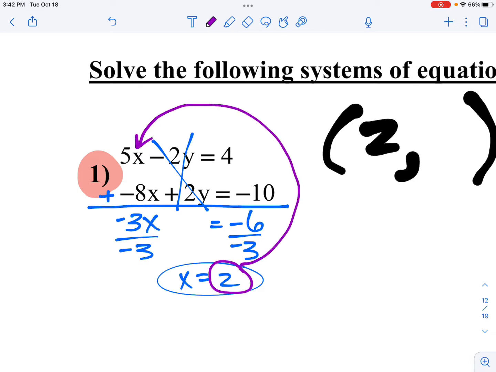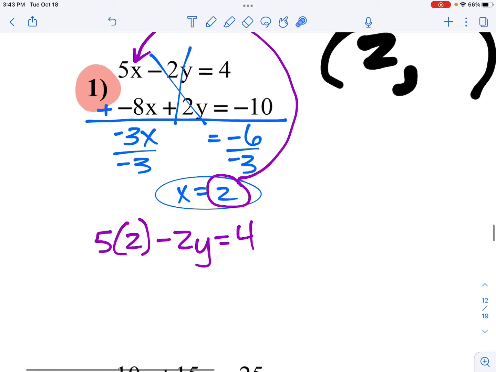The top equation looks a little bit easier to me, so I'm going to write that down here. 5x minus 2y equals 4. Remember, you could use this equation or this one. It doesn't matter. You'll get the same answer, but I'm just going to take this 2, which is equal to x, and I'm going to plug it in right here for this x. And I wrote it down here so I had a little bit more room. 5 times 2 is 10.